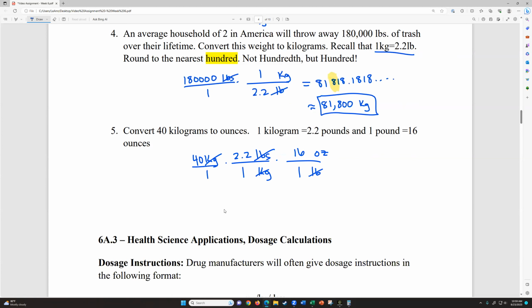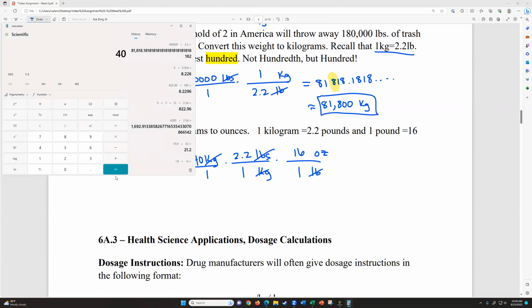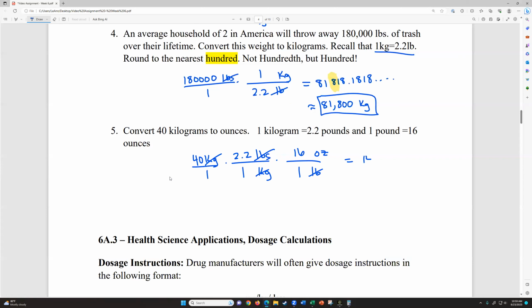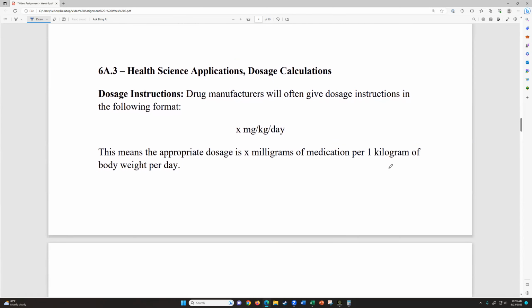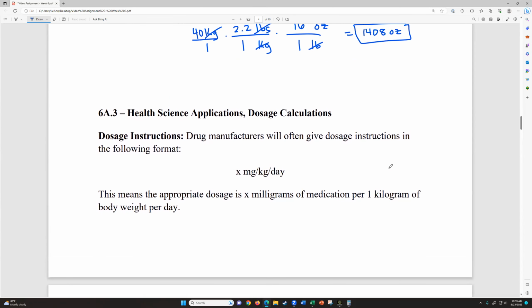So then this is all multiplication across the top. So 40 times 2.2 times 16, that's going to be 1,408 ounces. Okay. And again, Newton usually doesn't have you write in the units, but you should show that on your scratch paper.